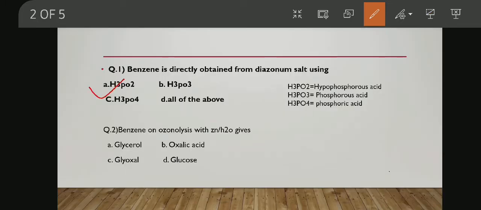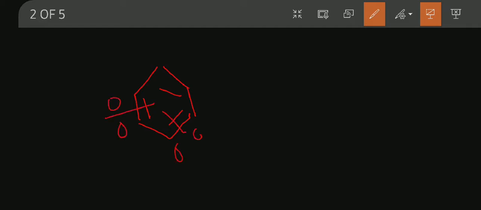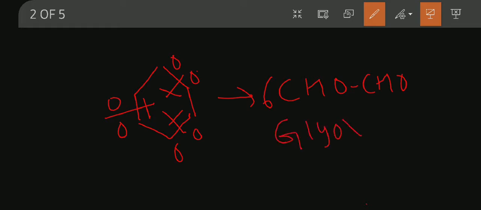And question number 2, here we have benzene on ozonolysis with zinc and water. Here in benzene, the double bonds are broken and oxygen is added to them. So 6 atoms of oxygen on breaking the adjacent double bonds in benzene give 3 CHO-CHO, which is glyoxal. Similar cases we will see later, but in this question benzene on ozonolysis in presence of zinc and water gives the product glyoxal.